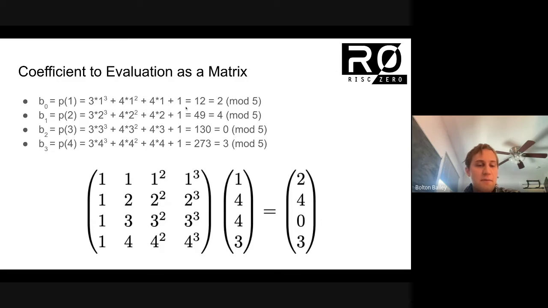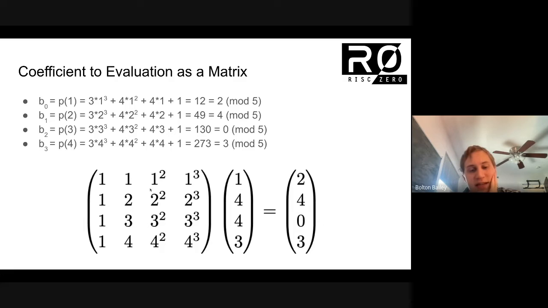Right, so we have ones all down the side here. We have 1, 2, 3, 4. We have 1 squared, 2 squared, 3 squared, and 4 squared. And we have 1 cubed, 2 cubed, 3 cubed, and 4 cubed. And so we make a 4x4 matrix out of those numbers. And then if we multiply by this vector here, which represents the coefficients, the four coefficients of the polynomial in coefficient form, then doing this matrix vector multiplication gives us exactly what we want. It's giving us the vector of evaluations.